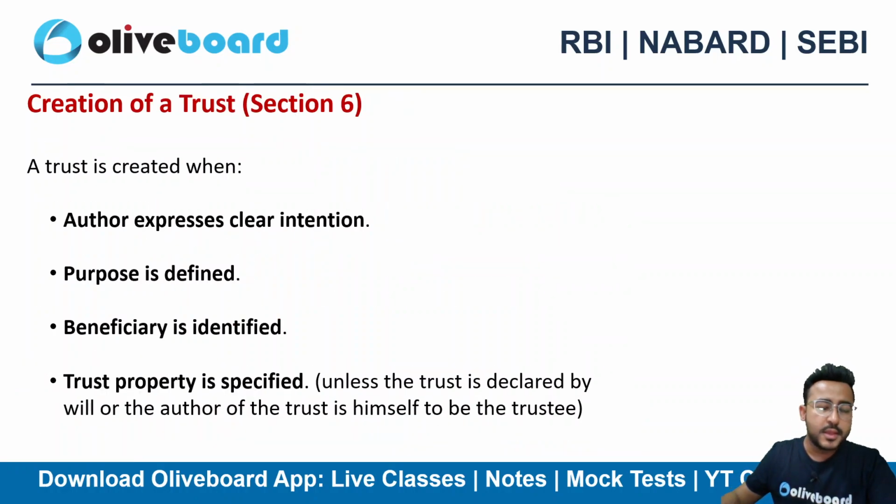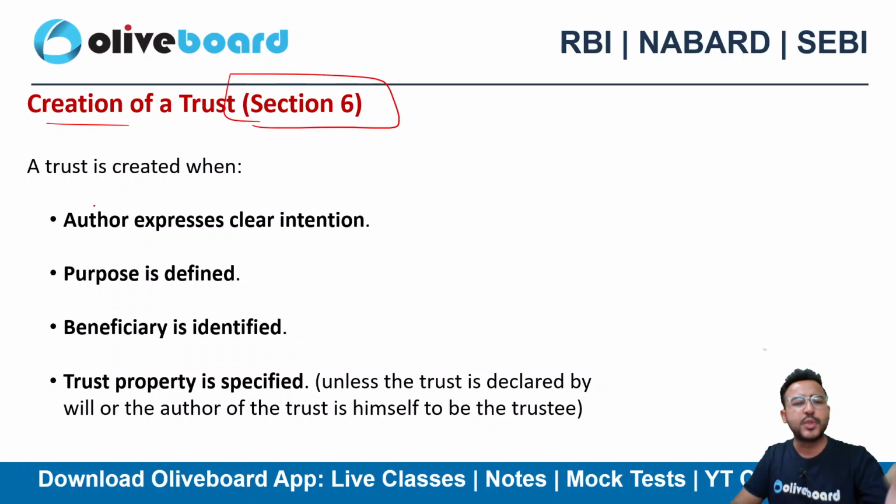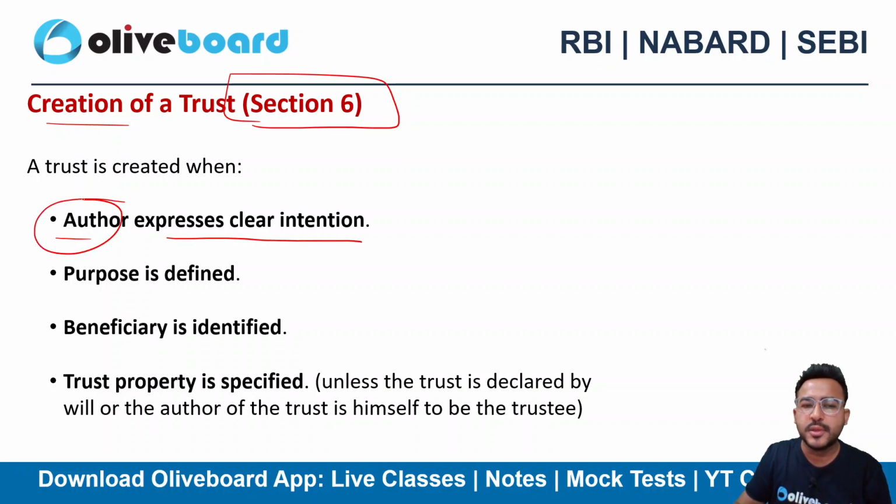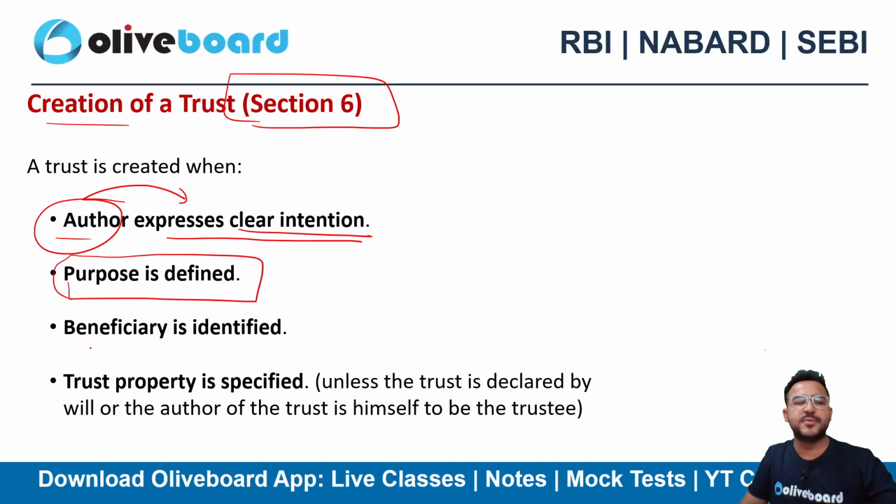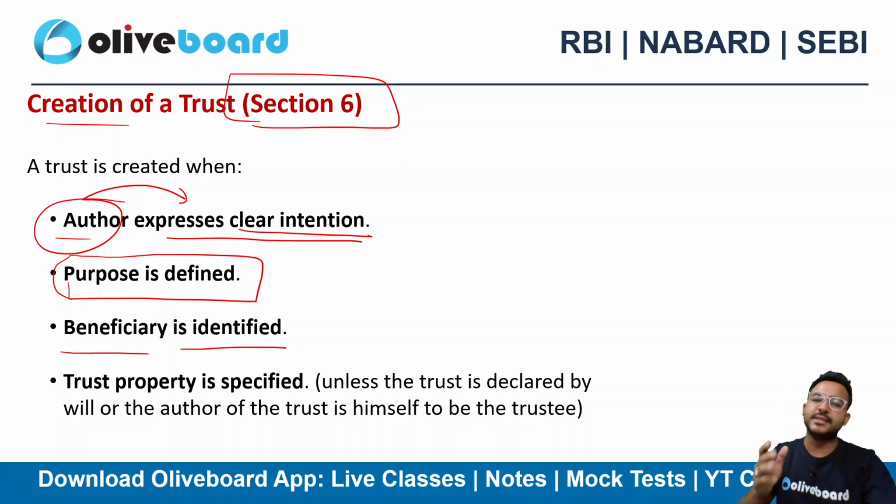Next, creation of trust, which is Section 6. A trust is created when the author expresses a clear intention. The author needs to express a clear intention of what he wants to do, right? The purpose is very well defined. You need to define the purpose very well. The beneficiary is identified. All the beneficiaries are identified. Aisa nahi ho ki beneficiary ke baare mein hi nahi pata hai.